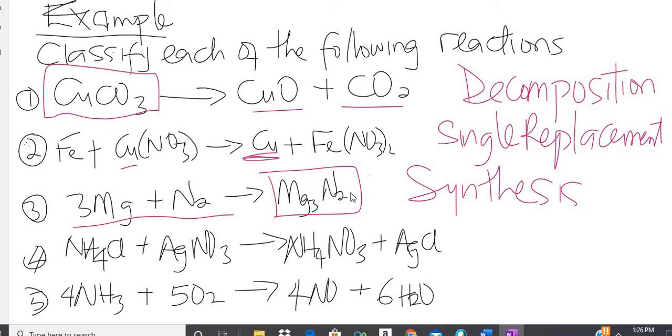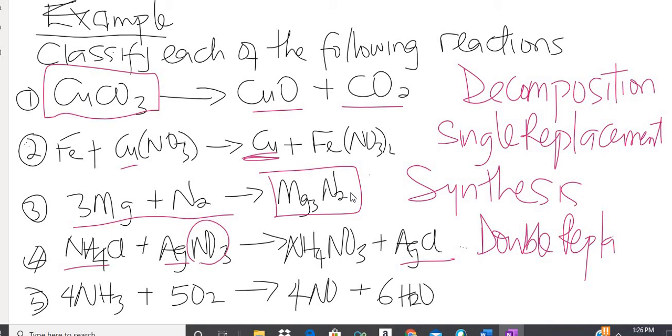Number 4, we have ammonium chloride and silver nitrate. So we can see that ammonium went with the nitrate, and the silver went with the chloride to form silver chloride. So this is an example of what? Double replacement.